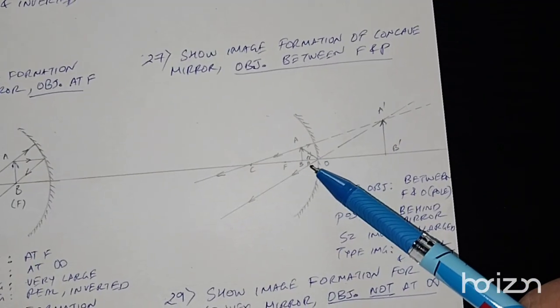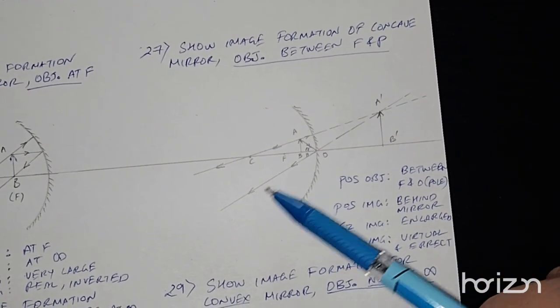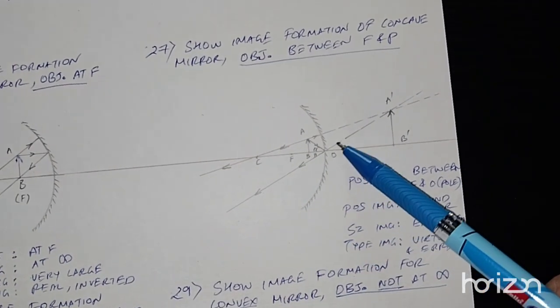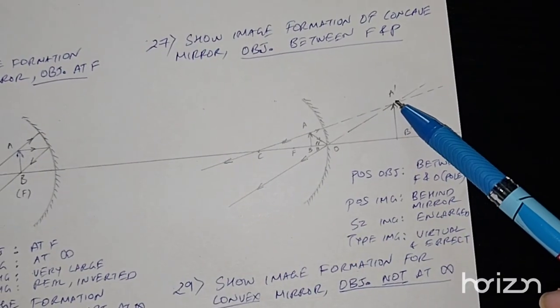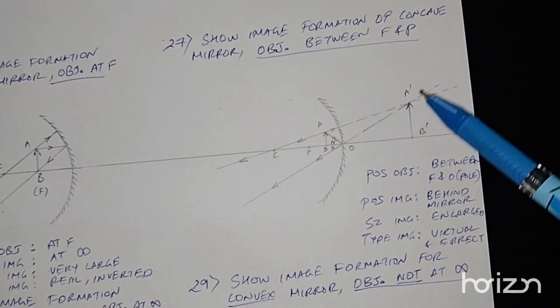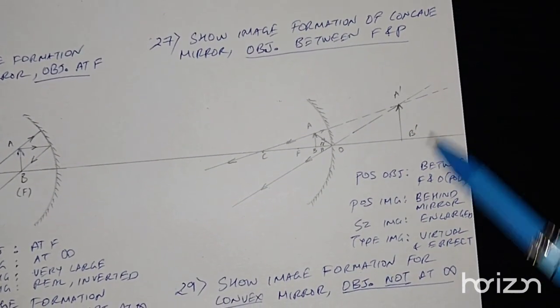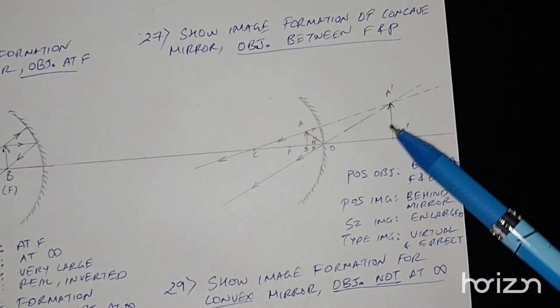You can see my pen here. It will create an angle, the same angle the reflected ray will create with the principal axis. So if you backtrace that ray also, these two reflected rays appear to come out of this point, which is A dash. Note that this point is behind the mirror, so you don't have access to the area behind the mirror. Maybe the mirror is mounted on a wall or something.